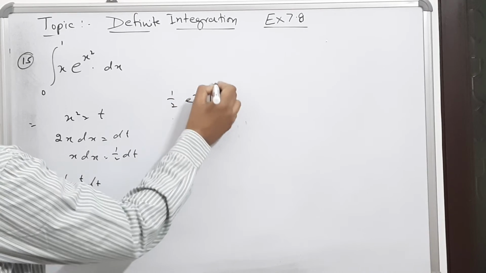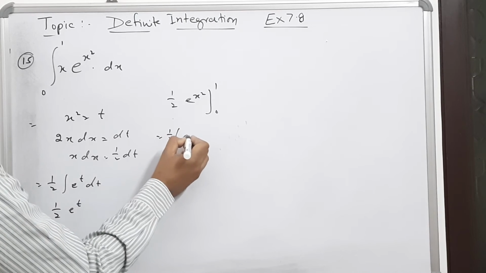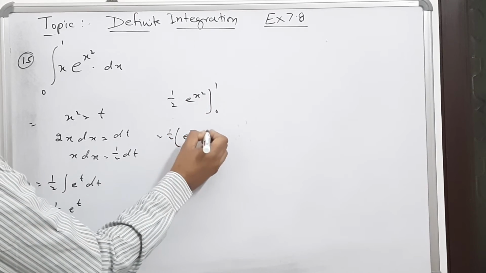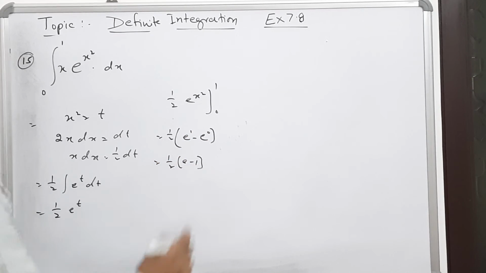And now we will use the limit here. So the limit will be half e power 1 square, that is e power 1, and e power 0. So it is half (e minus 1). That will be the answer for this particular sum.